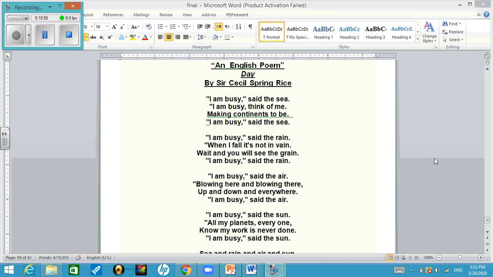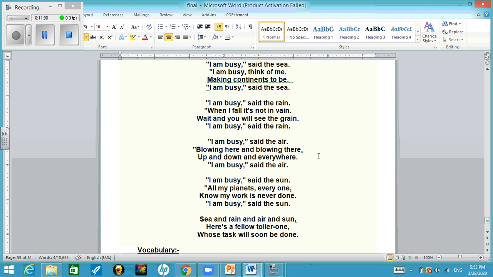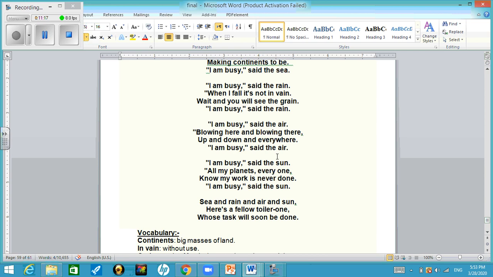I'm busy, said the sea. I'm busy, think of me. Making continents to be. I'm busy, said the sea. So this is the first stanza. The second one, I'm busy, said the rain. When I fall, it's not in vain. Wait and you'll see the grain. I'm busy, said the rain. That's the second stanza. Third stanza we have, I'm busy, said the air. Blowing here and blowing there. Up and down and everywhere. I'm busy, said the air.